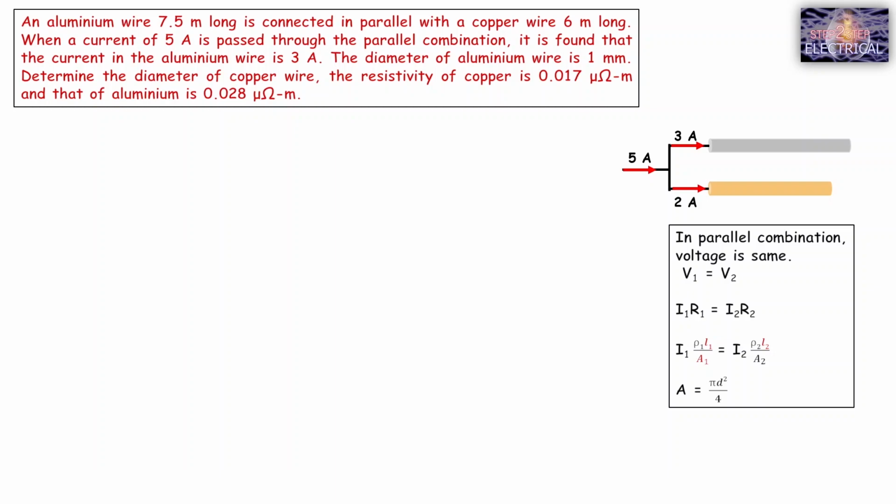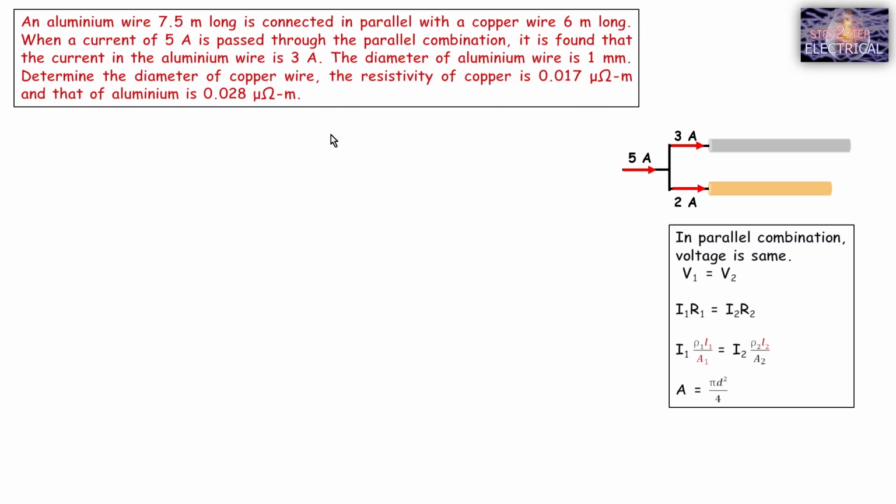And we know from Ohm's law that voltage is equal to the product of resistance and current. So for V1 it is I1 into R1 and for V2 it is I2 into R2. And again we know R is rho L by A, so for R1 it is rho 1 L1 by A1 and for R2 it is rho 2 L2 by A2. And here area is given by pi d square by 4. So these are the steps which we will follow to solve this numerical, and on the basis of these steps we will easily find out the diameter of the copper wire.